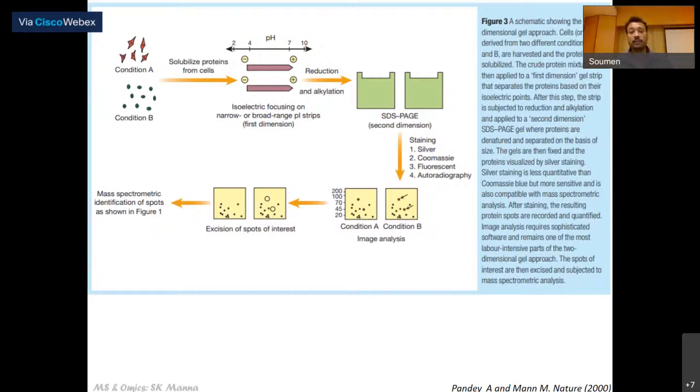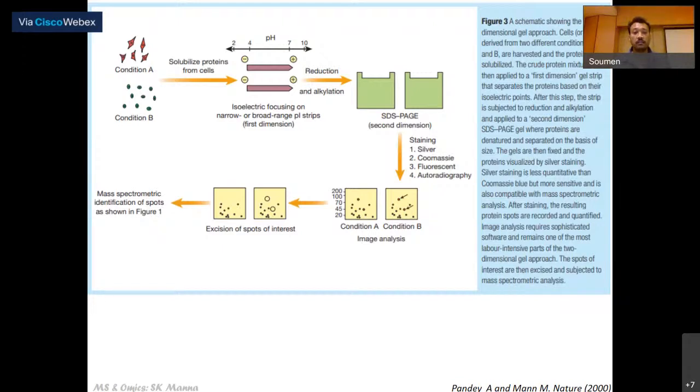For example, if you are trying to look into the histones, which are mostly positively charged, the PI values will be somewhere up. Compared to that, if you have a set of proteins which are very negatively charged, in that case the PI values will be somewhere down. So depending on the specific subset of proteome you want to analyze, you can choose your PI ranges accordingly.